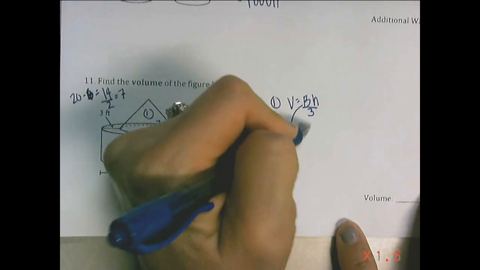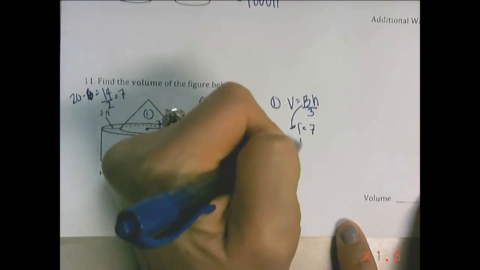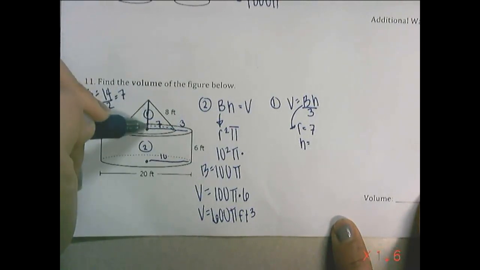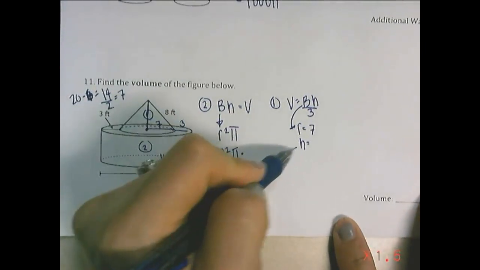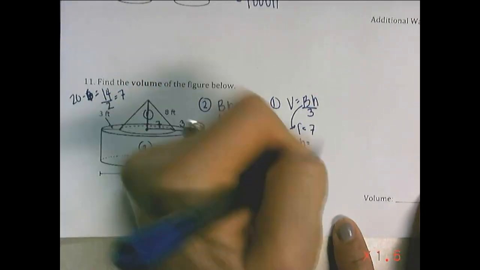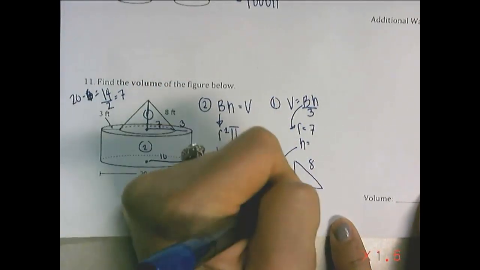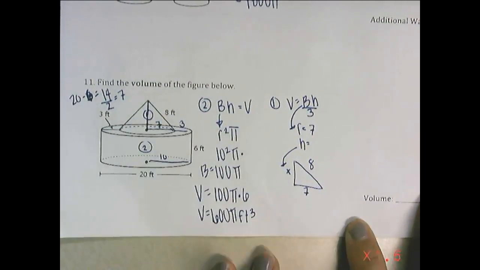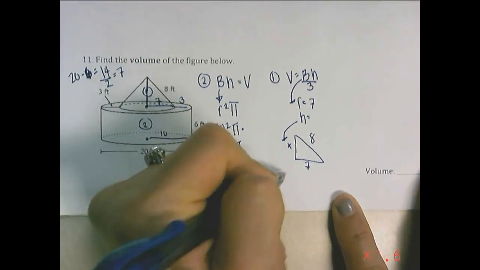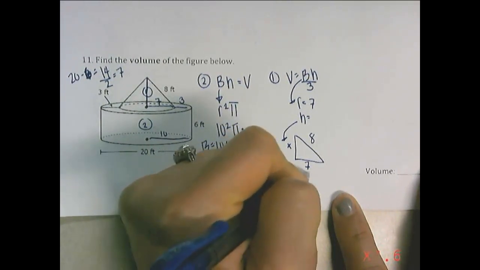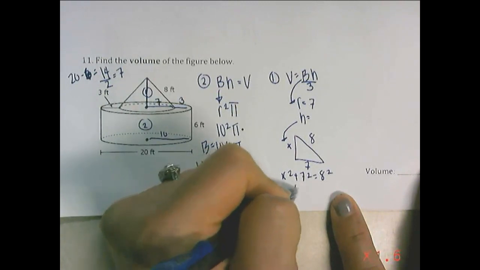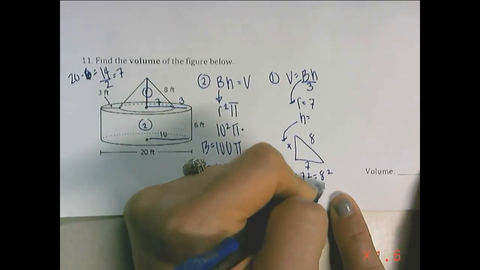Okay, so my radius is 7. I need to figure out what in the world my height is. My height is going to be right here. That brings us to a dilemma because I have a right triangle. I know this is 8, I now know this is 7, and this is x. I need to use the Pythagorean Theorem. So x squared plus 7 squared equals 8 squared. x squared plus 49 equals 64.